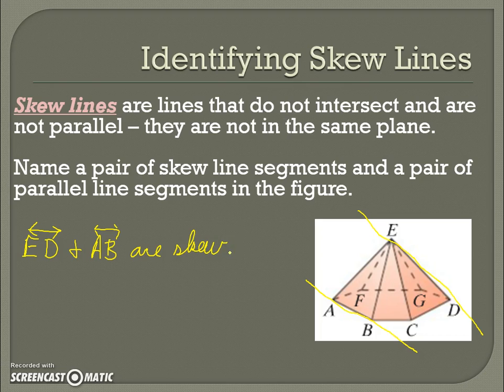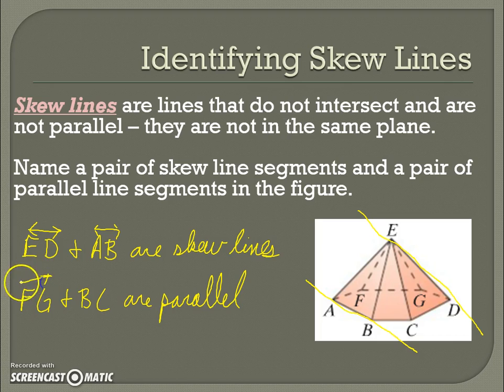Are skew lines. And parallel lines would be lines that are in the same plane that never intersect. Well, to me it looks like this and this right here would be parallel. So I'm going to say FG and BC are parallel. Put my lines up on it. All right, so that's all skew lines are, lines that would never intersect, but they're not in the same plane, so they're not called parallel.